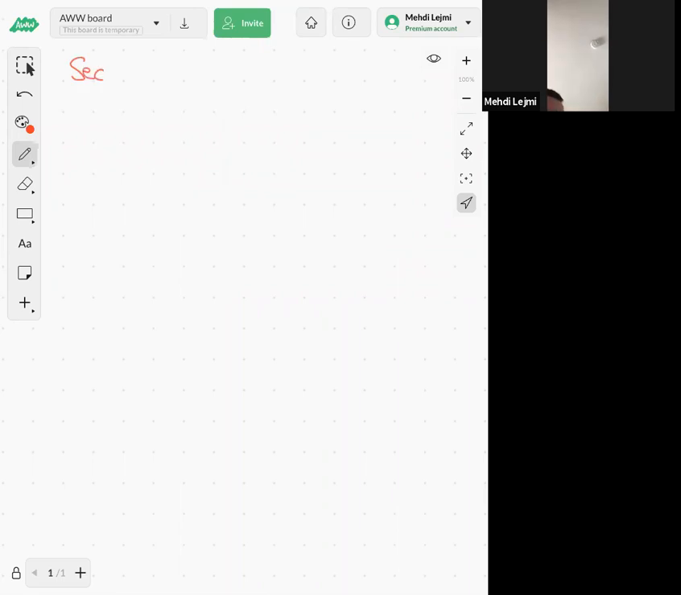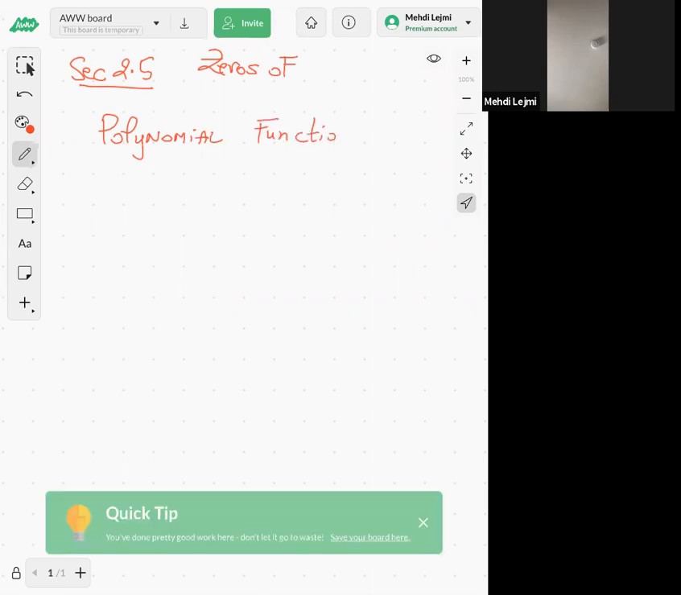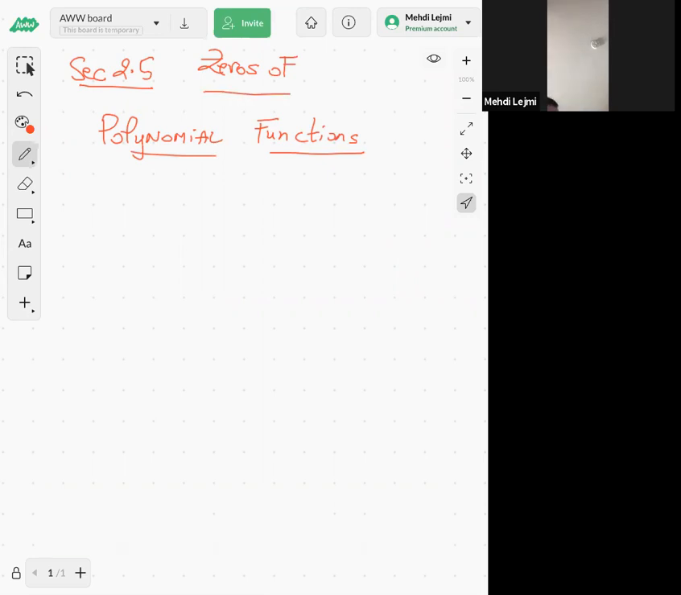All right, so this is section 2.5, right? This is about zeros of polynomial functions. And so the main theorem in this section is the rational zero theorem. So let me just remind you the rational zero theorem. So this is the main theorem in this section. So the rational zeros theorem.